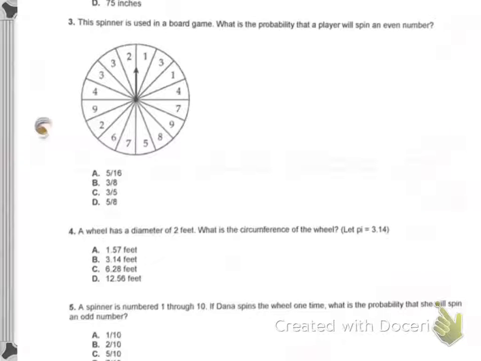Number 3. This spinner is used in a board game. What is the probability that a player will spin an even number? Alright, so we need to count how many even numbers there are. There's 1, 2, 3, 4, 5, 6, over the total amount of spaces there are, 16. Now I'm going to simplify. Divide by 2. I get 3/8. The answer is B.